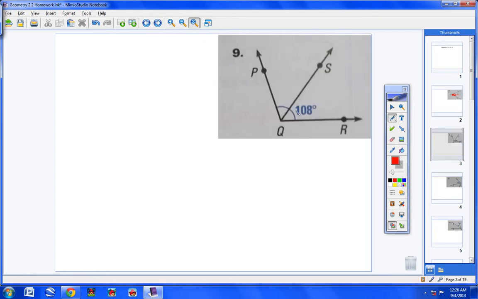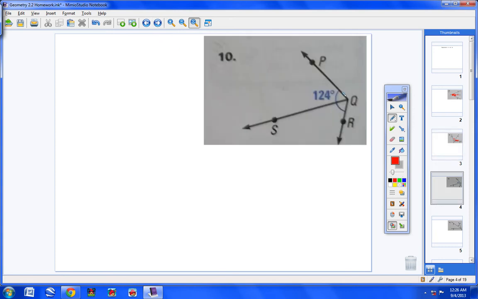Okay, number 9. This whole angle right here is 108 degrees. And so they want us to find the measurement of this little angle here and this little angle here. So we'll take 108 and we'll cut it in half. And this little angle here is 54 degrees. And this little angle right here is 54 degrees. Thus the whole angle is 108.